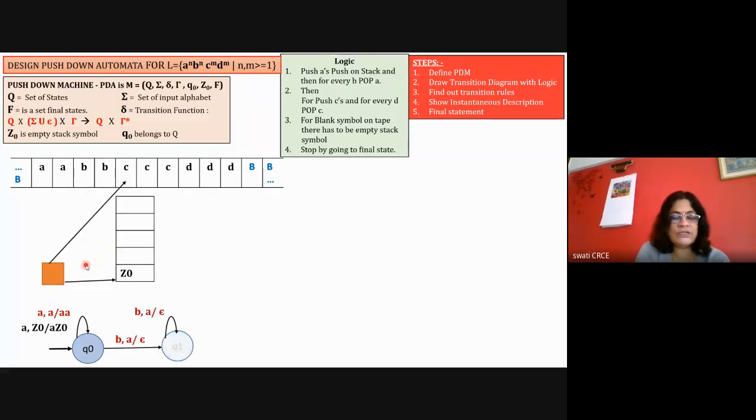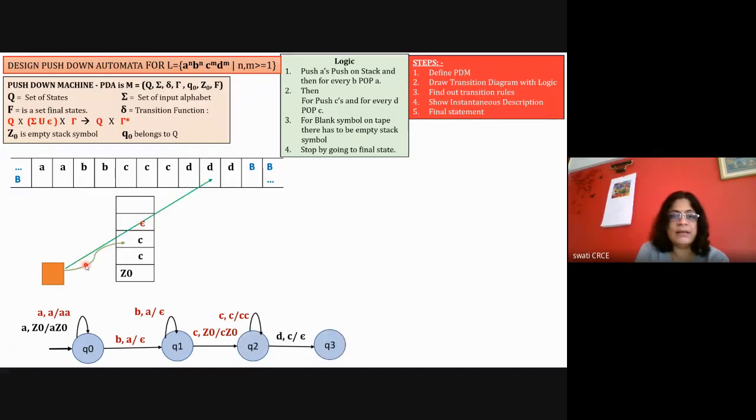And then it should be C with Z0. Then for C, perform the push operation. Second C, perform the push operation. Third C, also perform the push operation. First D, pop. Second D, pop. Third D is also remove C, and then B with Z0, it will halt. Okay, so this is the working of the machine.